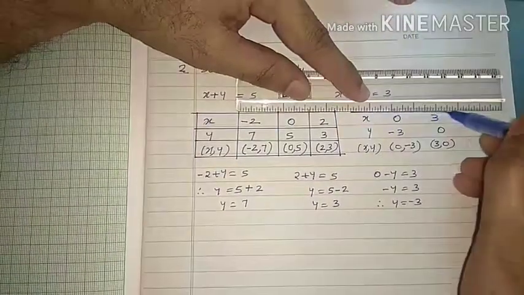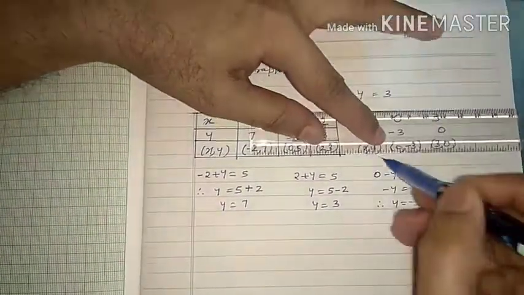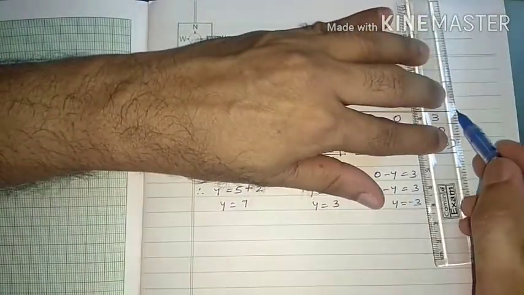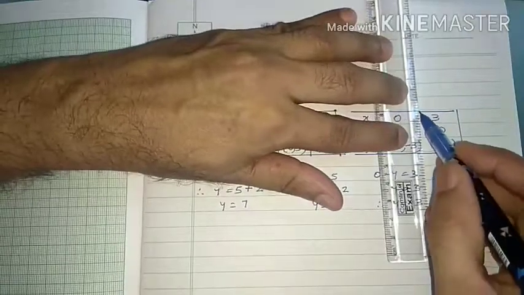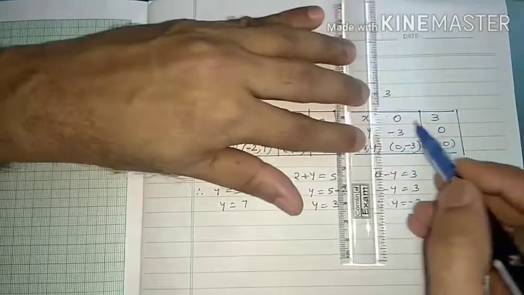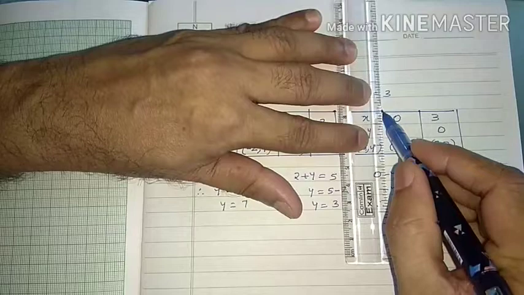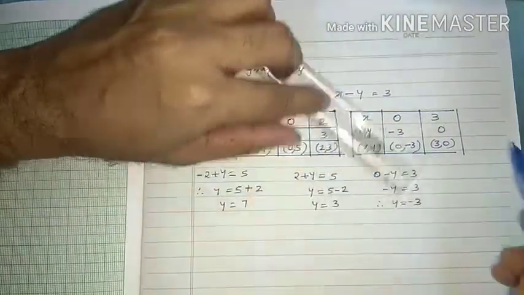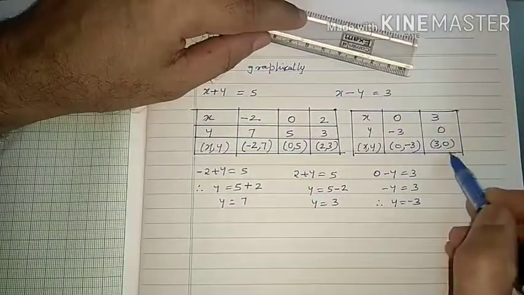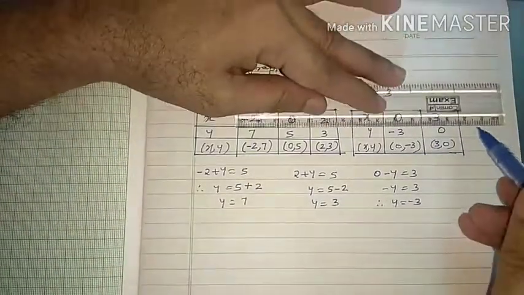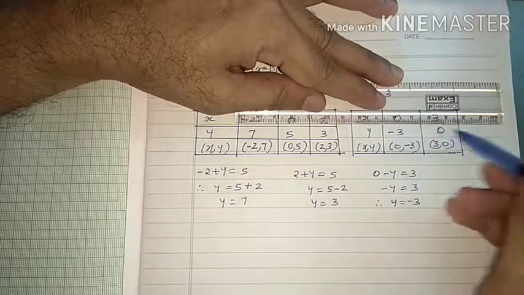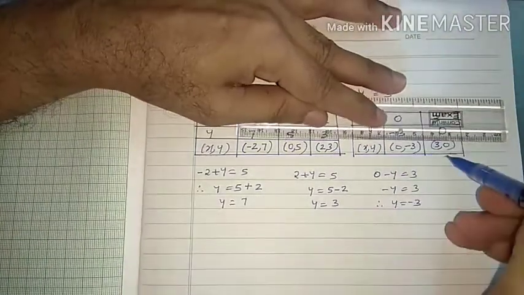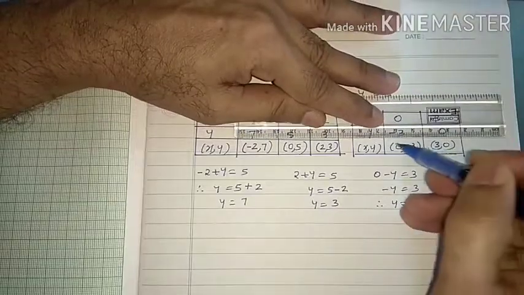Even if we take 2 points only, suppose we have less time in the exam hall and we have to complete faster, you need not go for 3 points compulsorily, because a straight line is having infinite number of points. Out of that, any 2 points we get, we can draw a straight line.